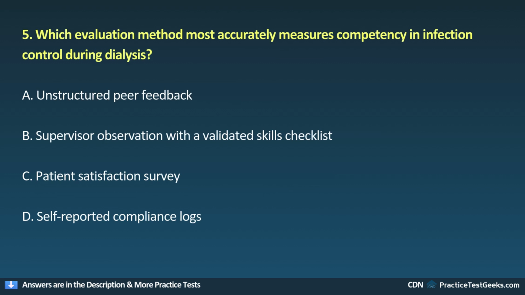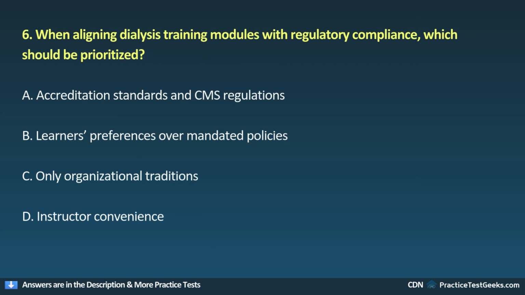5. Which evaluation method most accurately measures competency in infection control during dialysis? A. Unstructured peer feedback. B. Supervisor observation with a validated skills checklist. C. Patient satisfaction survey. D. Self-reported compliance logs. 6. When aligning dialysis training modules with regulatory compliance, which should be prioritized?